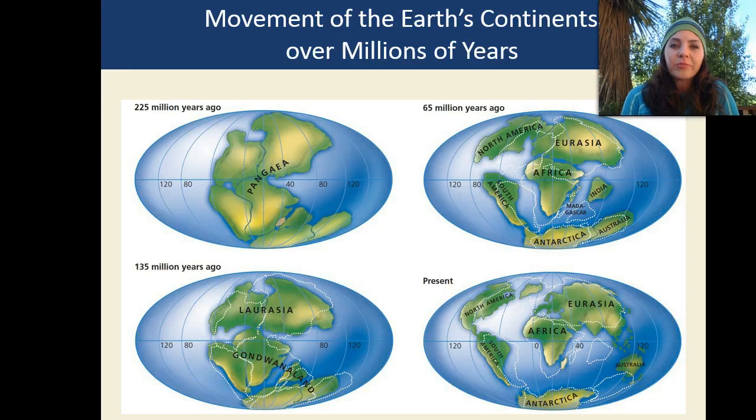So here is a diagram of movement of Earth's continents over the millions of years. We start off right here, 225 million years ago, when all of the continents were one, and we called that Pangaea. 135 million years ago, the continents split. We had Laurasia and my favorite, Gondwanaland.